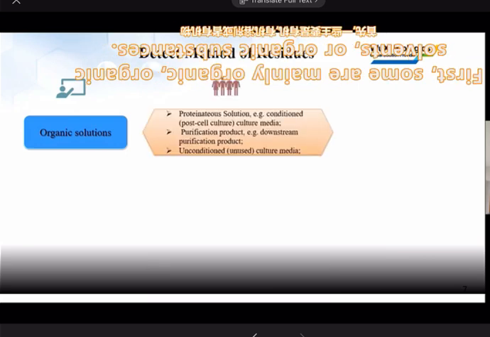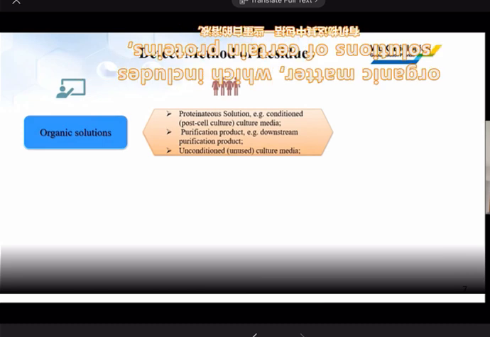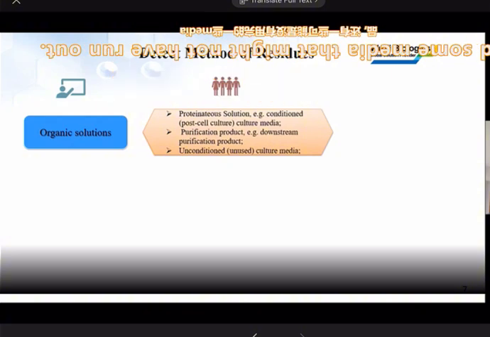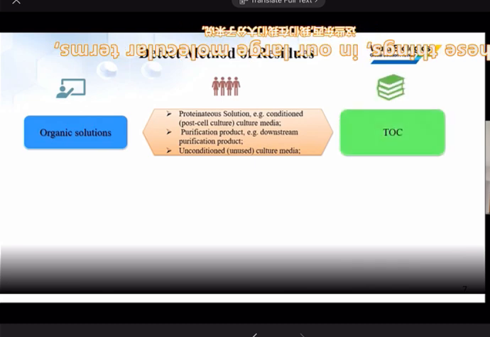Now, let's talk more specifically about the main types of pollutants, including our detection methods for these pollutants. First, some are mainly organic solvents or organic substances, which include solutions of certain proteins. This includes some media, as well as upstream and downstream products media, and some media that might not have run out. These are large molecules.